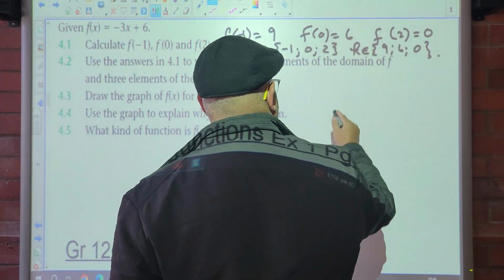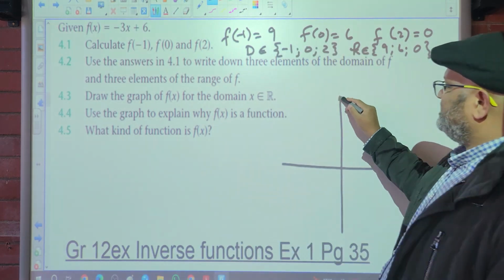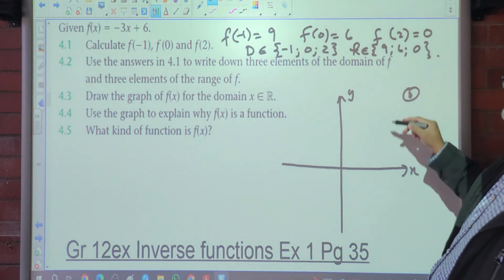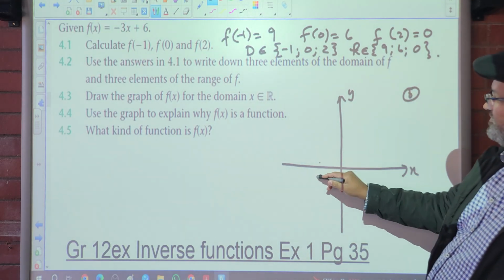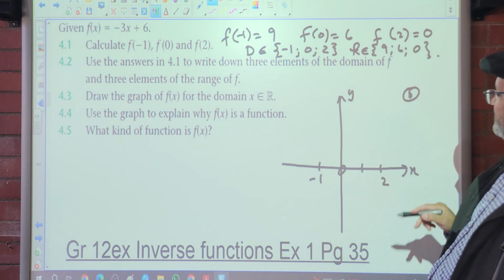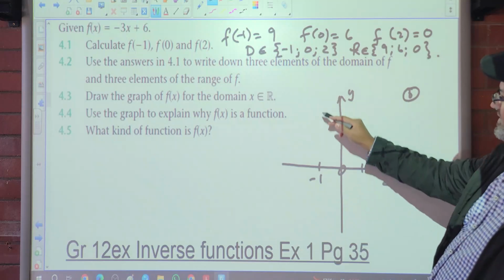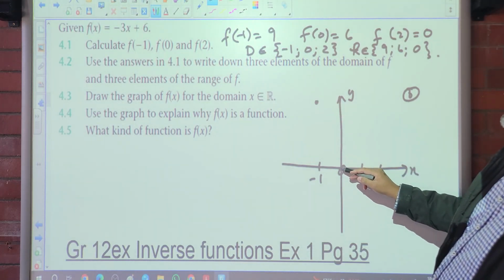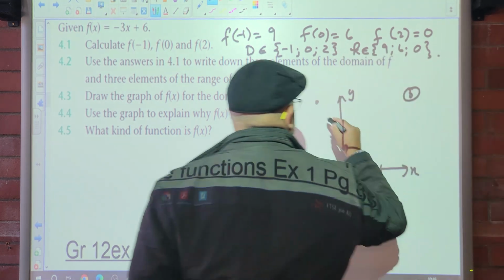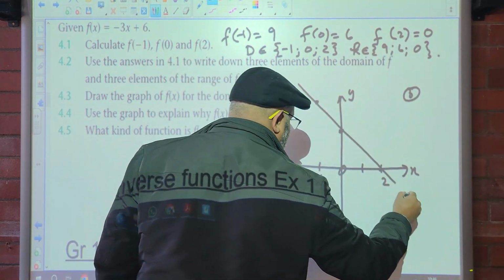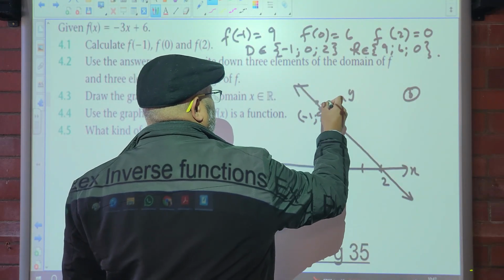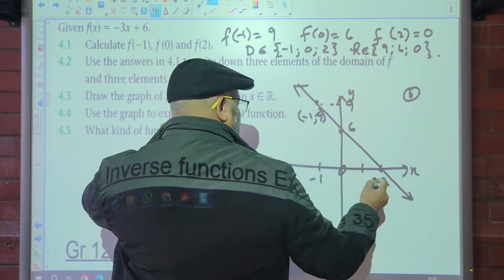Draw the graph for x is an element of all real numbers. Now from number 3, I got negative 1, 0 and 2. So negative 1 was 9, 0 was 6 and 2 was 0. So I take a ruler and I draw that graph. Okay.